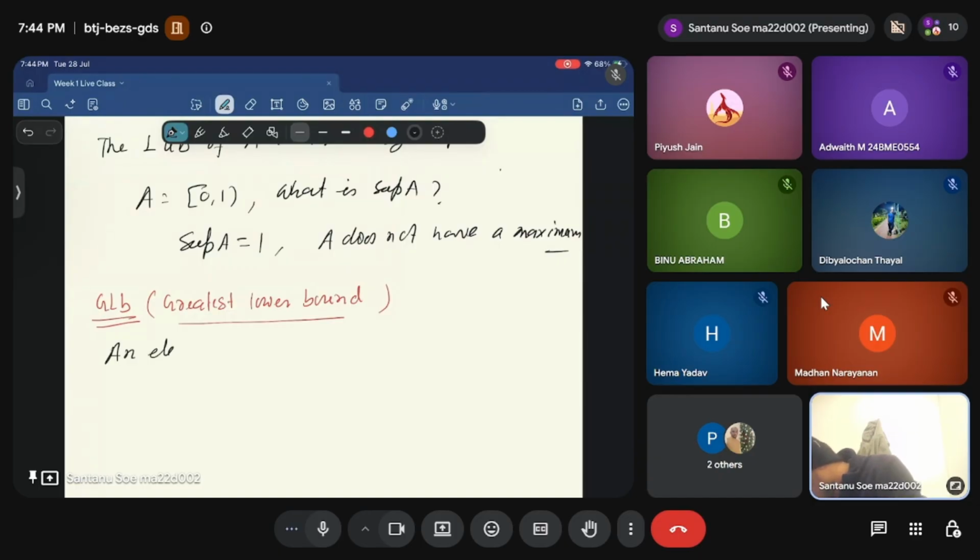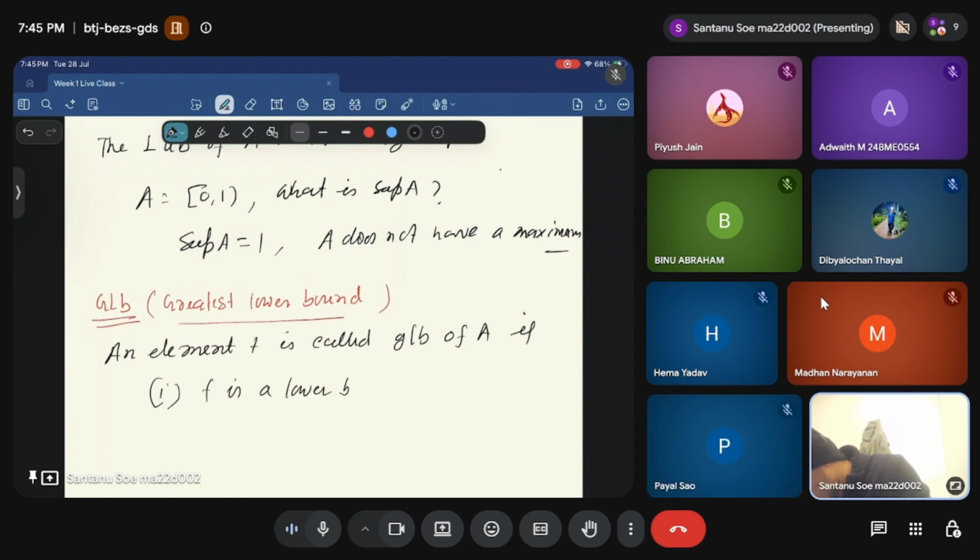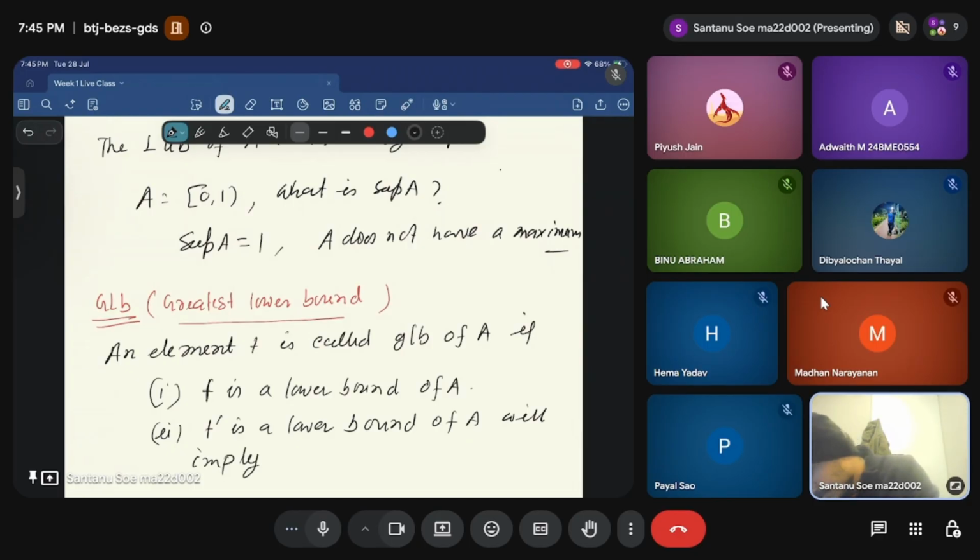So, an element, let's say T, is called GLB of A if T is a lower bound of A, and another thing is: T prime is a lower bound of A will imply T is greater than or equal to T prime.